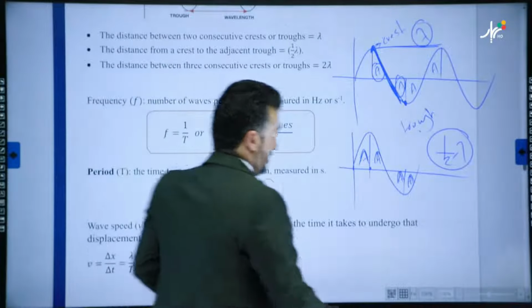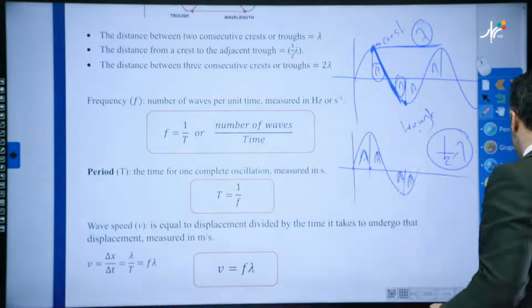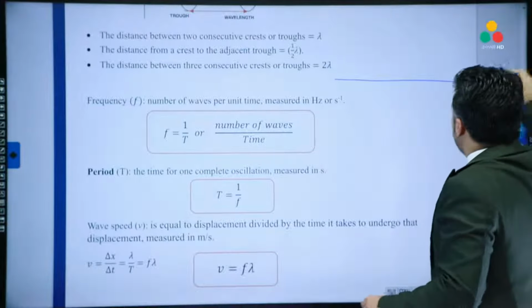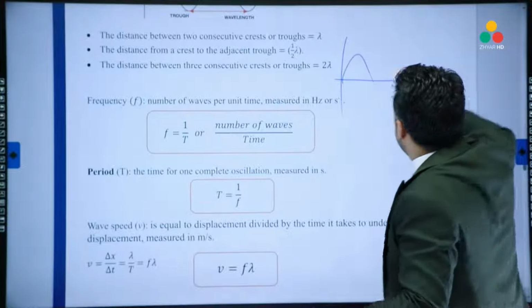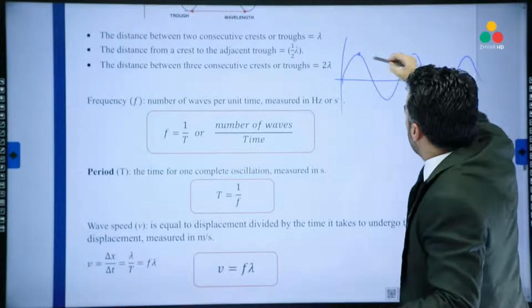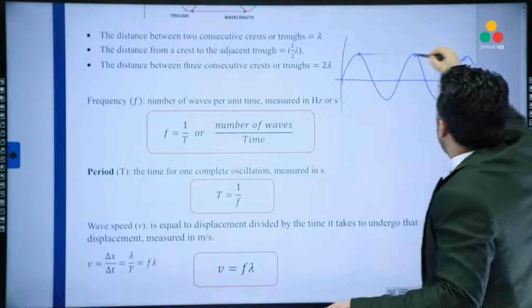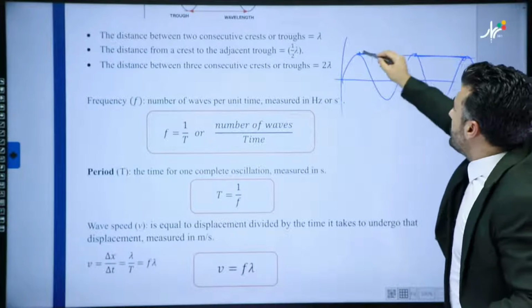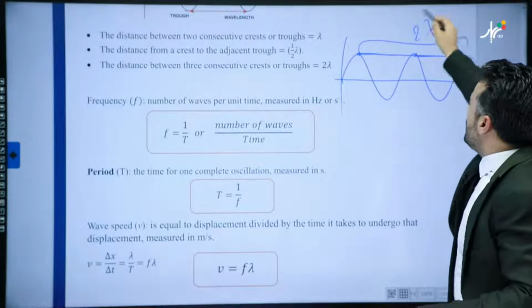What would be the answer to this? What is the distance between 3 consecutive troughs or 3 consecutive crests? Let's say this is 1 crest, this is 2, this is 3, yeah? What is the wavelength here? This is 1 wavelength, and of course this is 2 wavelengths. So all this distance would equal 2 wavelengths.